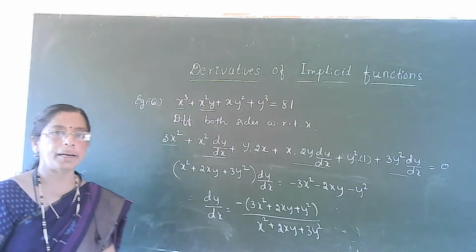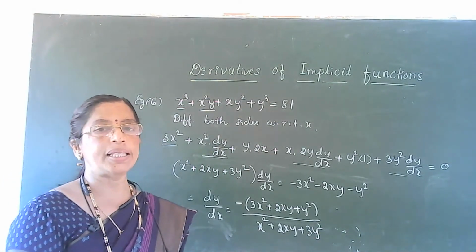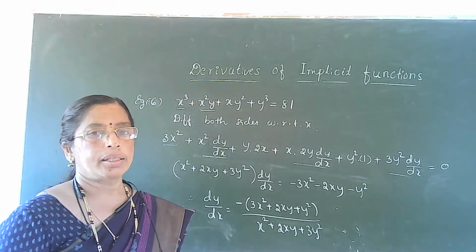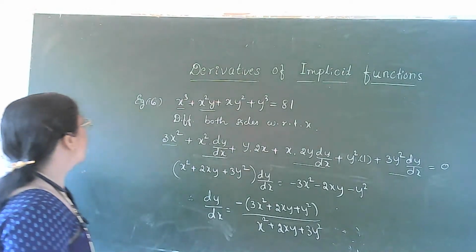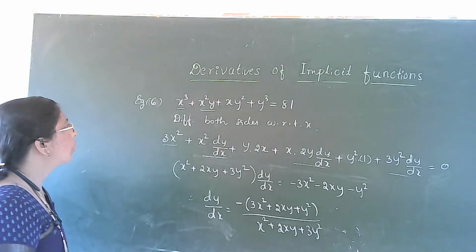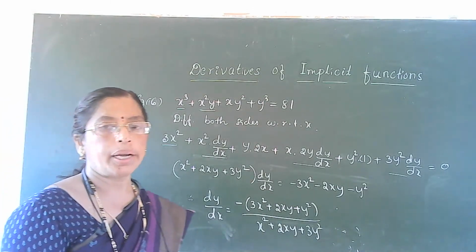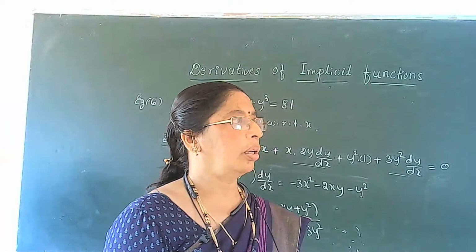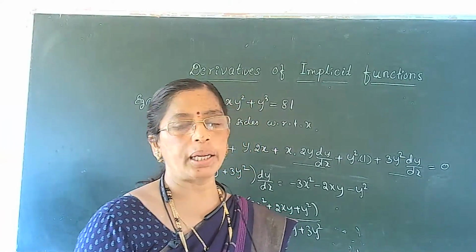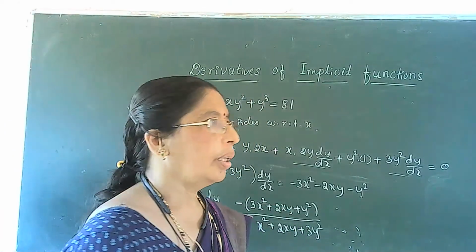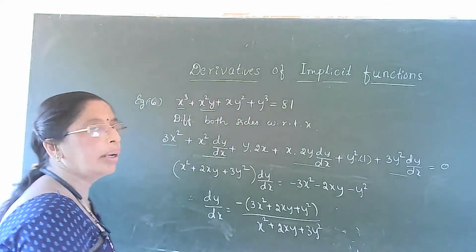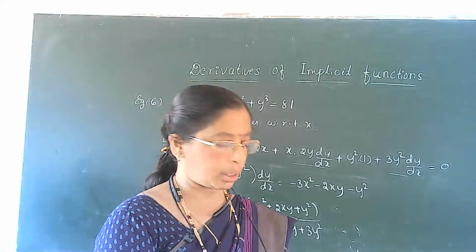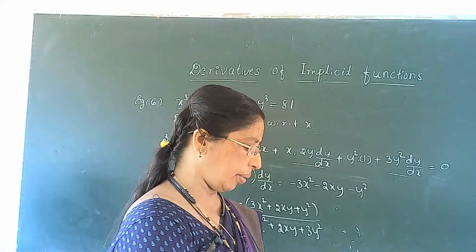I think you can find the derivative of implicit functions. Finding the derivative is the same type, but here it's not expressed as the dependent variable in terms of the independent variable. Therefore, we have to find the derivative by differentiating both sides with respect to x.